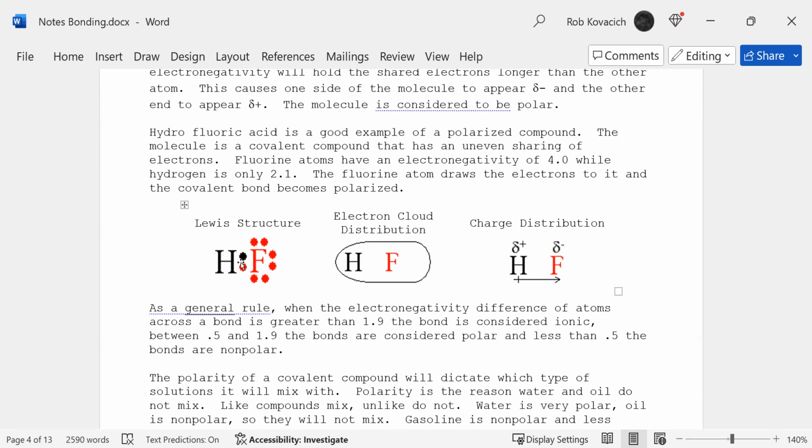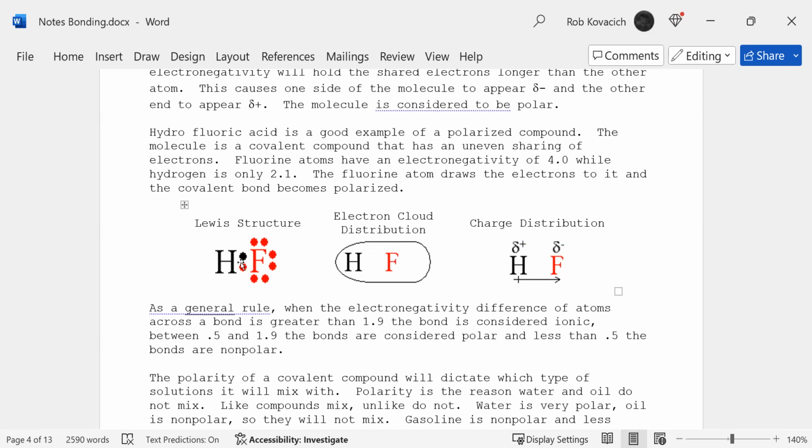And so fluorine is the highest. Its electronegativity is 4.0 or 3.9, depending on which chart you're looking at. And hydrogen is only 2.1. So that might not seem like much, but that's a huge difference in electronegativity. Anything greater than 0.5 difference is going to be considered a bond that could be polarized.